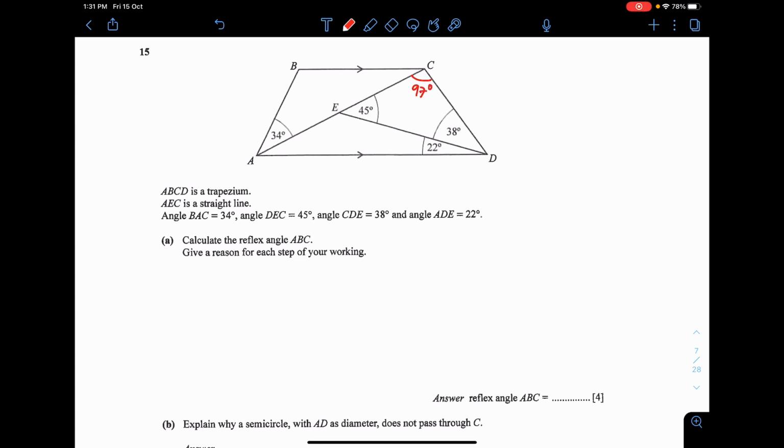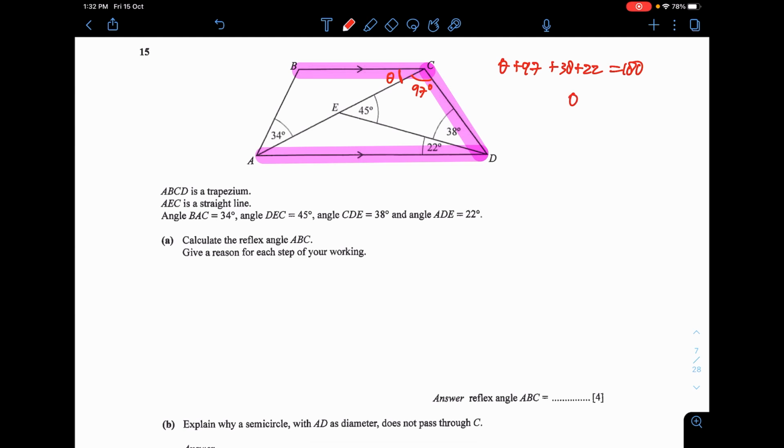Next, this one here is a little bit difficult to notice. This is a letter U. Trapezium always have 2 parallel lines. This is a letter U, meaning to say that the sum of the angles must be 180. Now the small angle over here, let's just call it theta for now. Theta plus 97 plus 38 plus 22 equals 180. Therefore, I can find the theta. 23 degree.